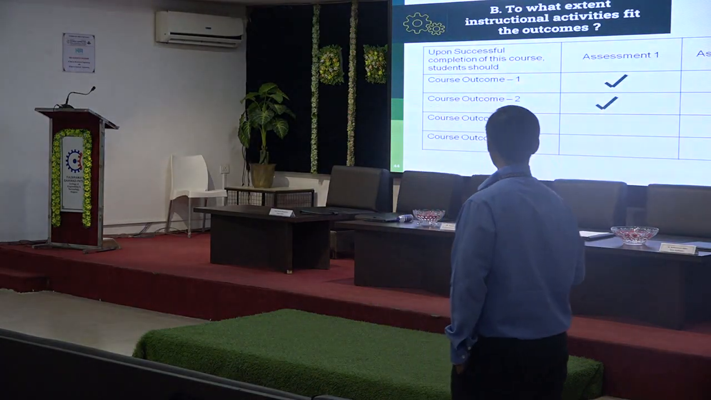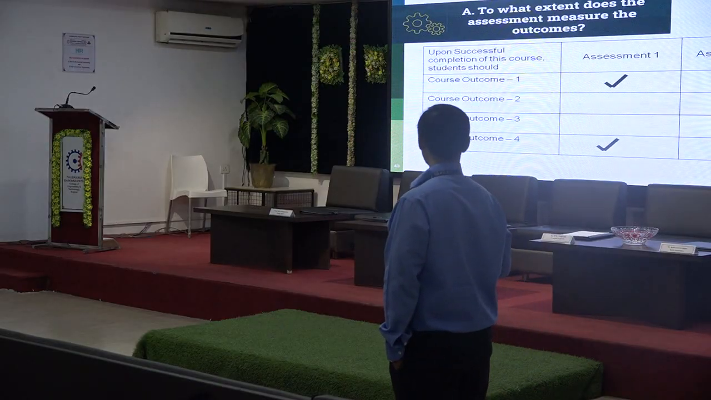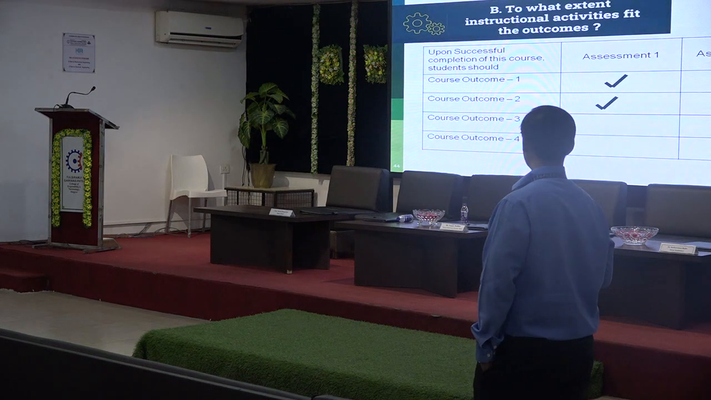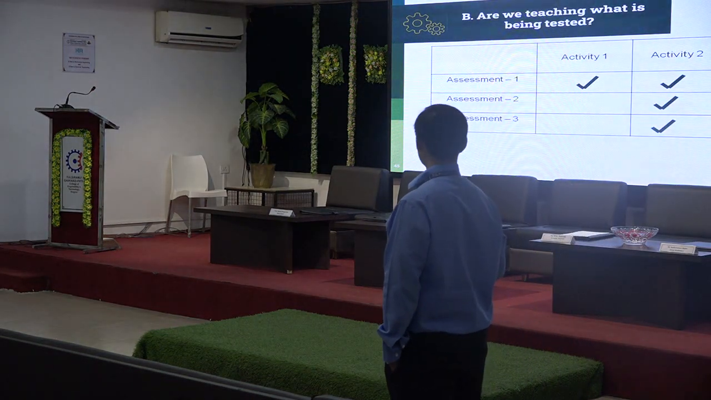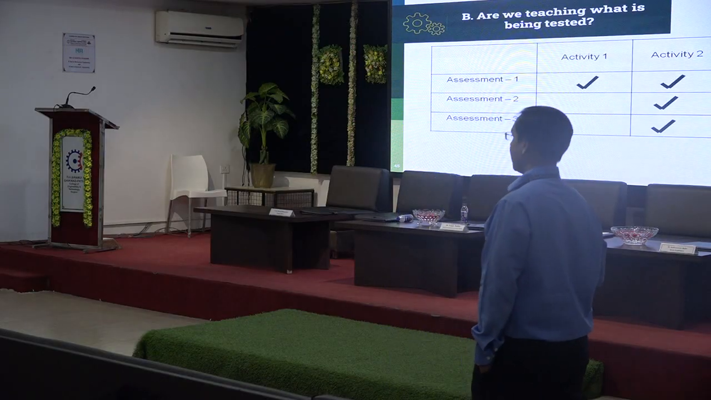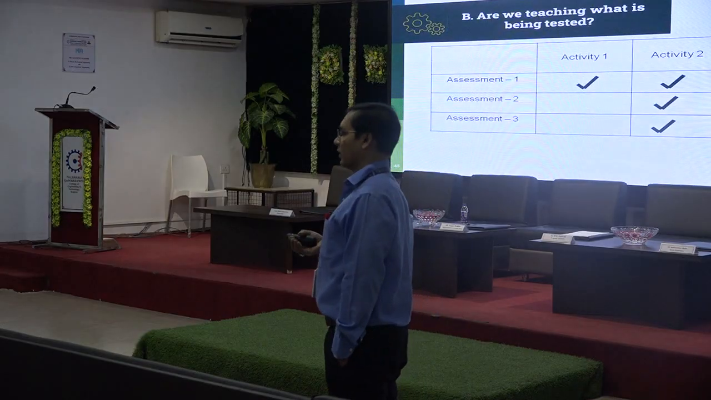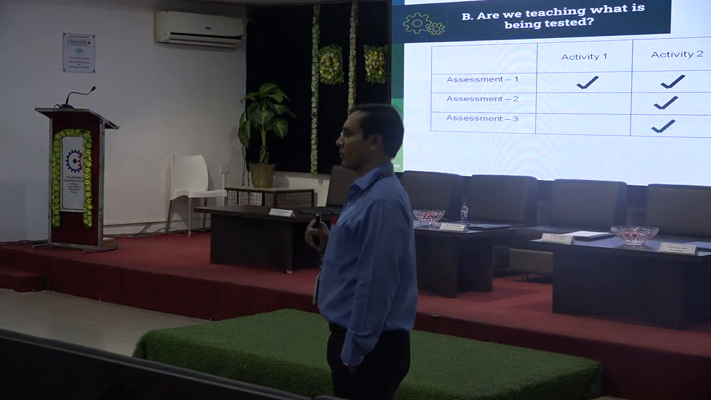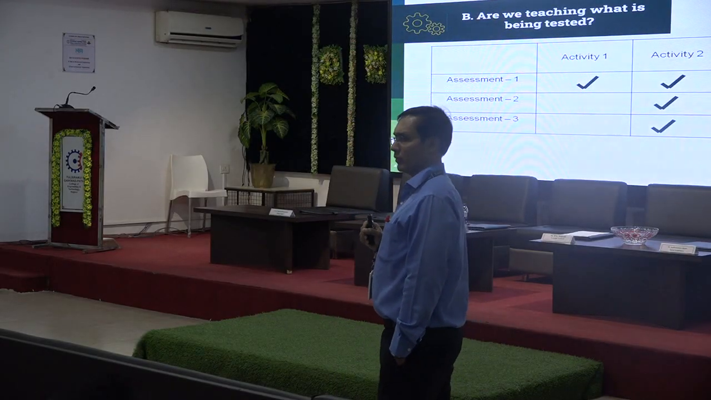So A is, to what extent does the assessment measure the outcomes? B is, to what extent do instructional activities fit the outcome? And C is, this should be C, it's mistaken: are we teaching what is being tested? The content delivery we are doing in class, are we doing it with the intention that its testing should be done accordingly?